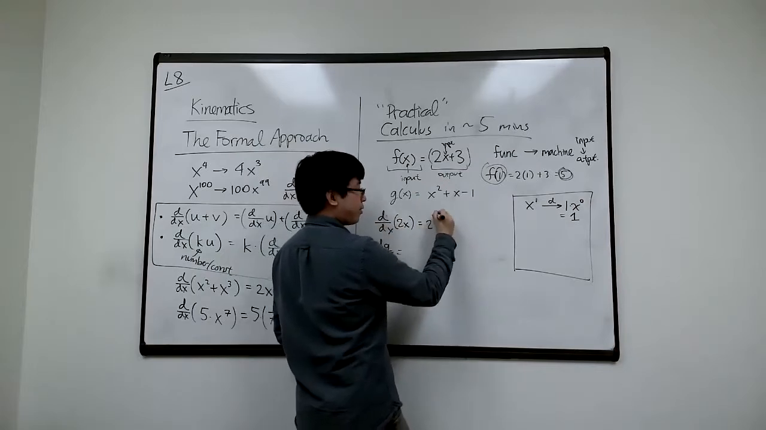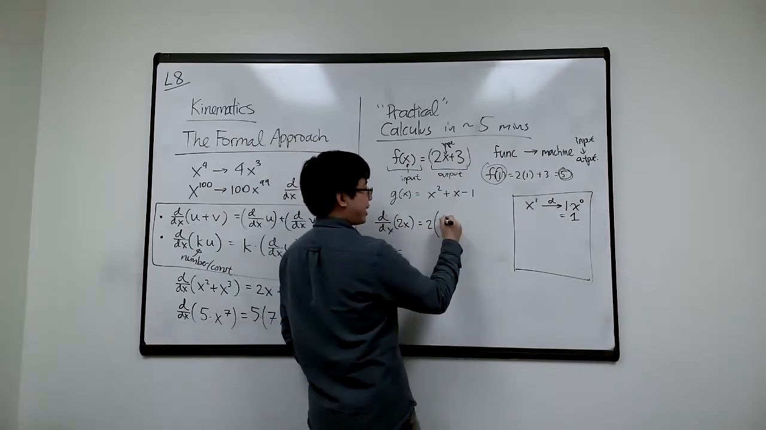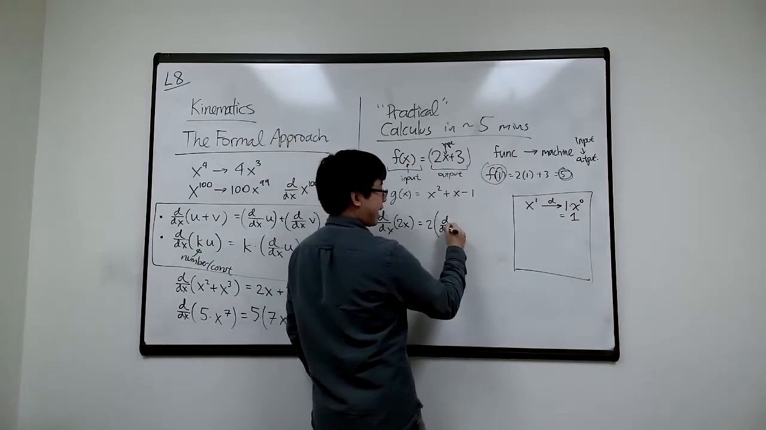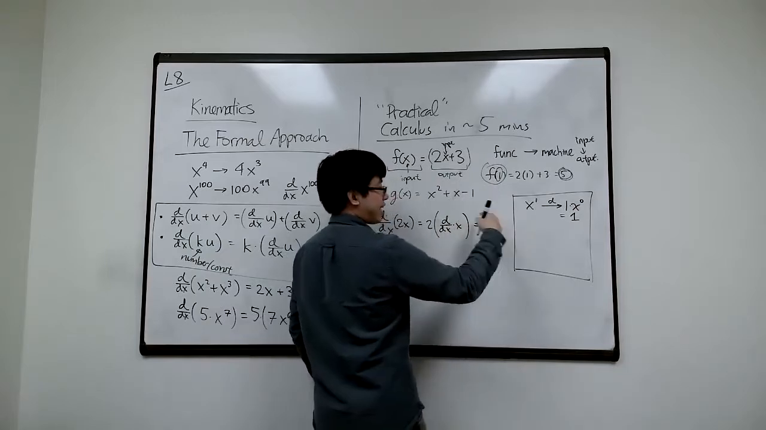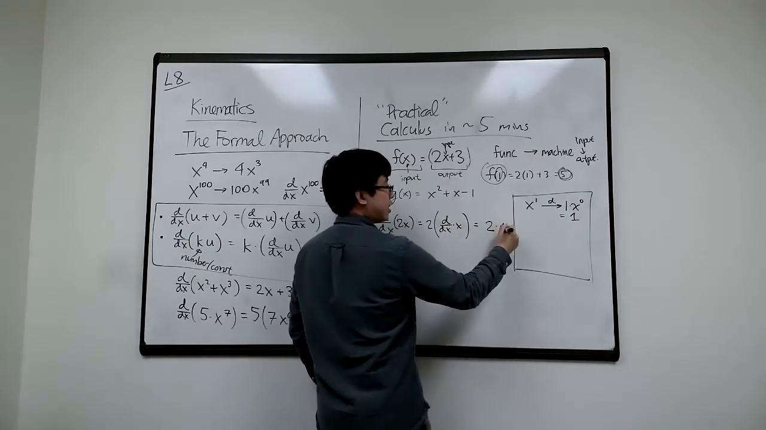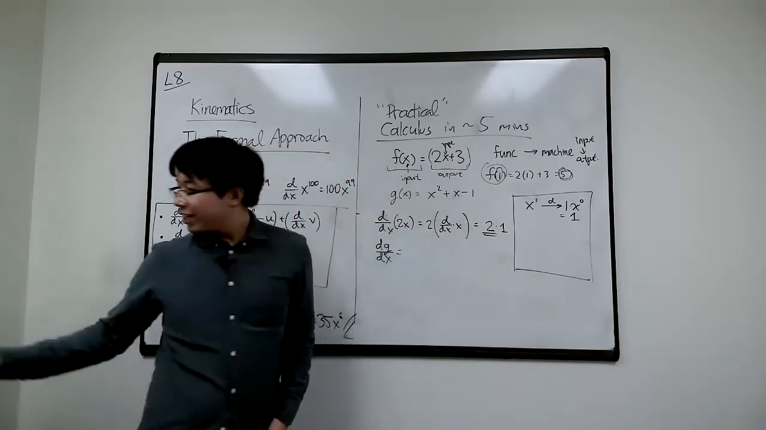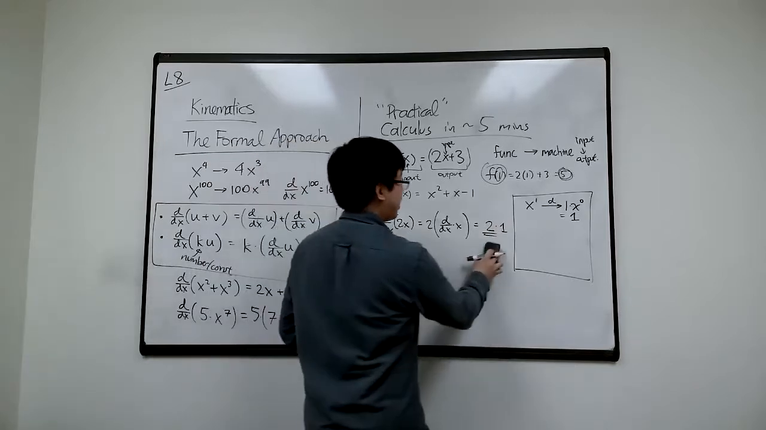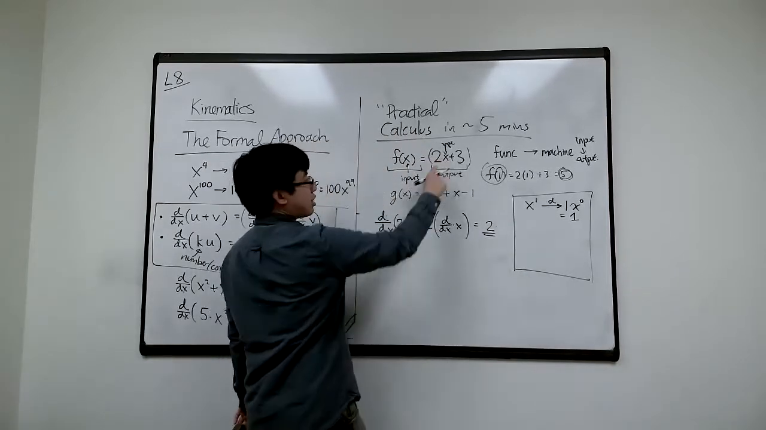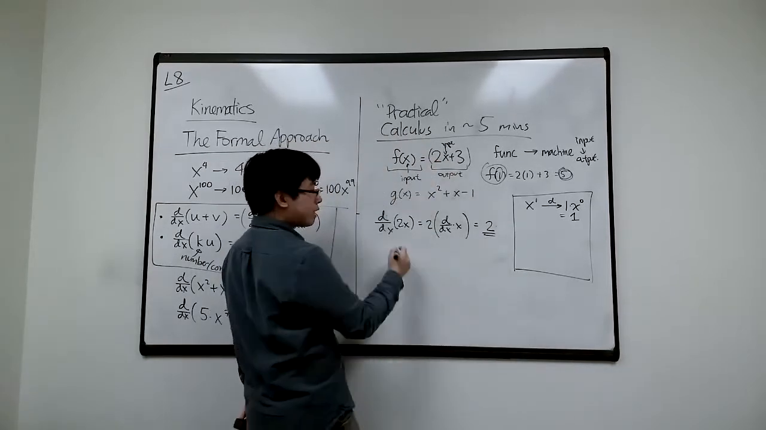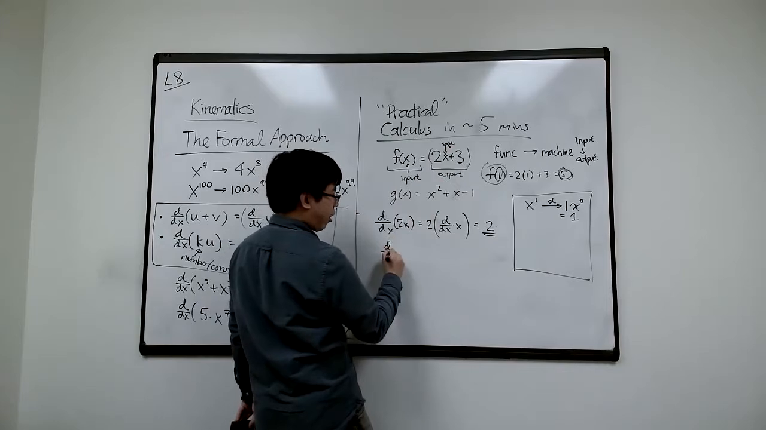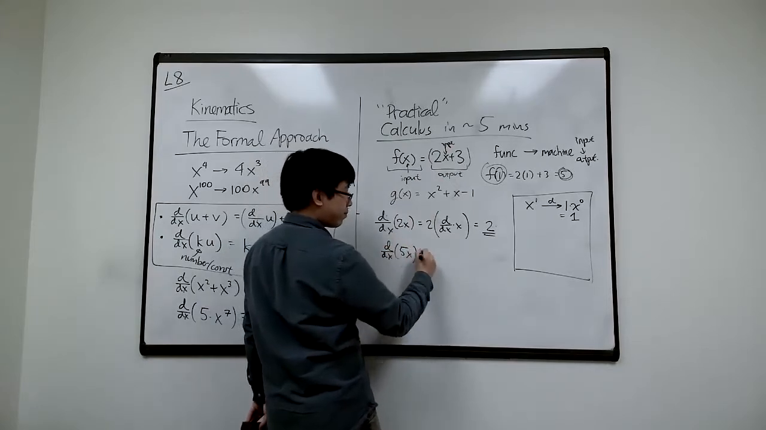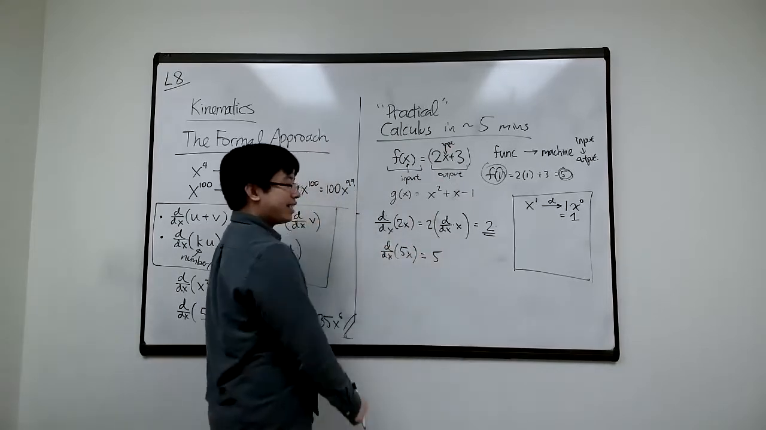pull the 2 out, and then differentiating x, right? d/dx of x, and that's just 1. So the answer is 2. So you've learned a new fact, or a shortcut: if this is x to the power of 1, so what's the derivative of 5x? The answer is just 5, right?